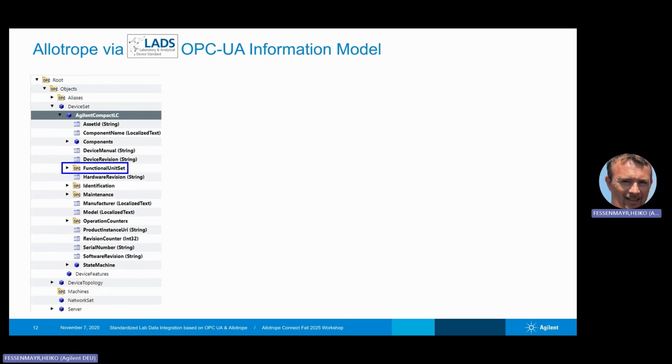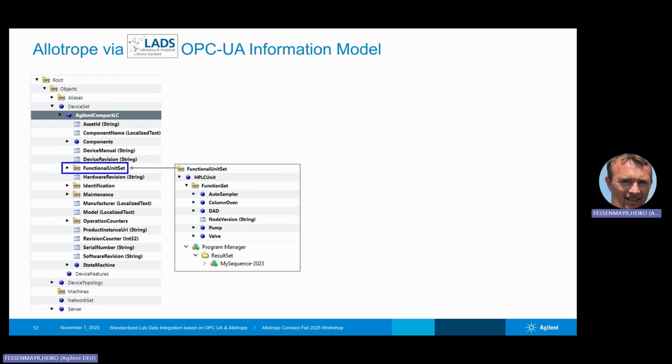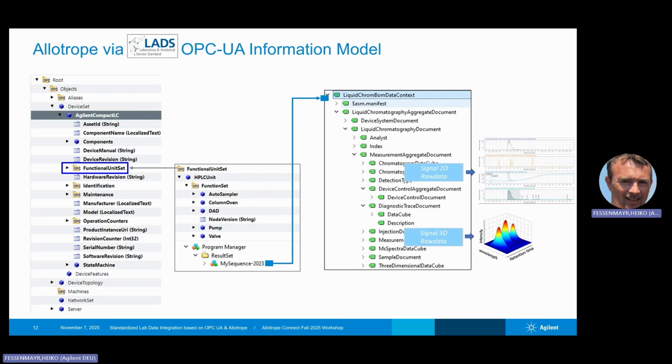How would that look like in detail? The LATS OPC UA Information Model has a certain pattern, and the result data acquired during a run would be available in the area of functional unit set. So there would be an area like program manager result set where you would expose your acquired data. And it's an Allotrope inspired data structure which would expose then, for instance, the raw data acquired during the run.